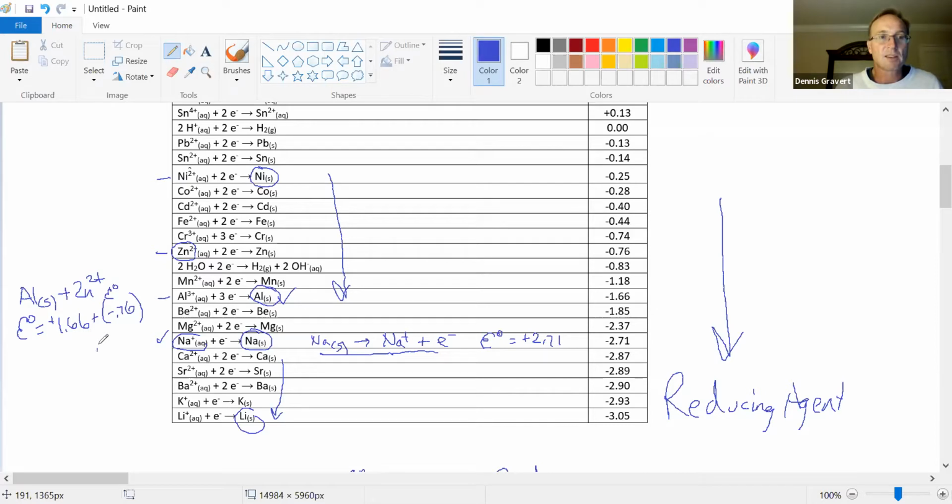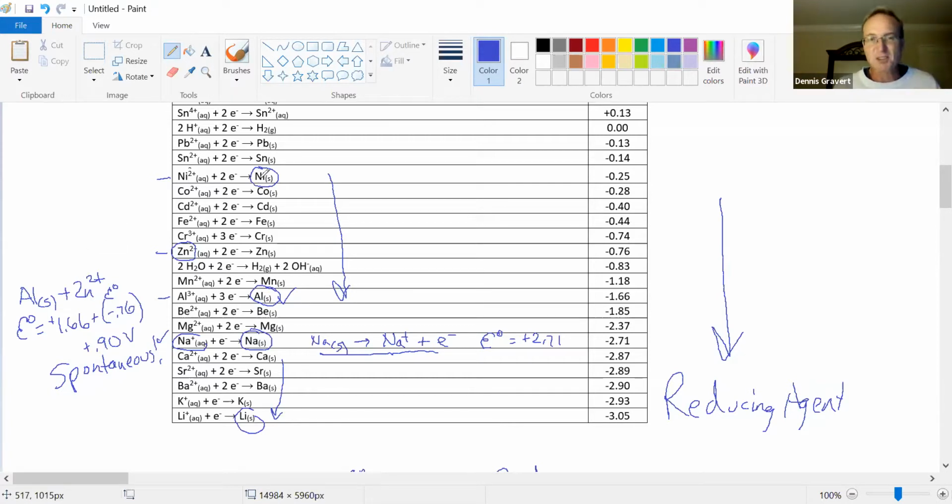And that looks like 0.9, right? Volts. If I do the math in my head, is that a positive or negative number? It's positive. What do we say about voltages being positive? It's spontaneous. So the answer is yes, this will work. Aluminum can react with zinc metal.